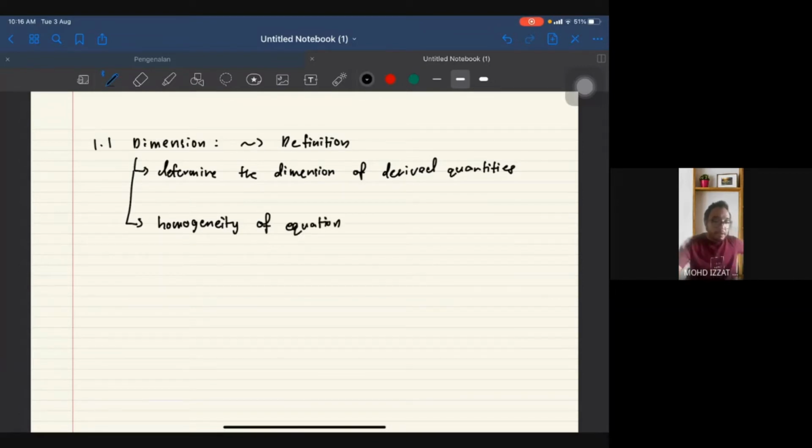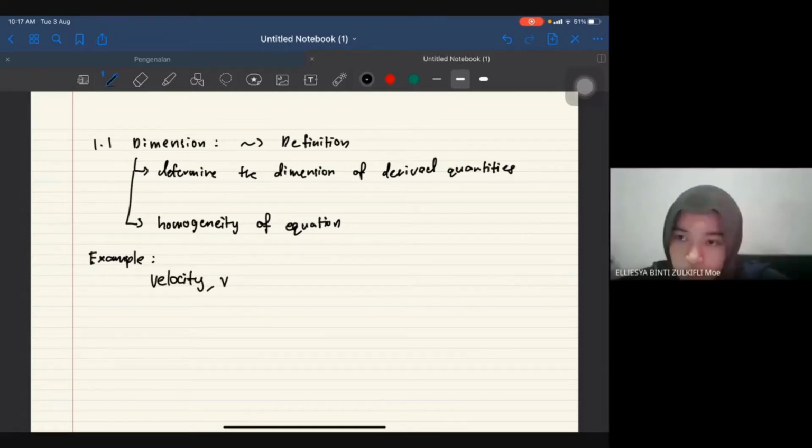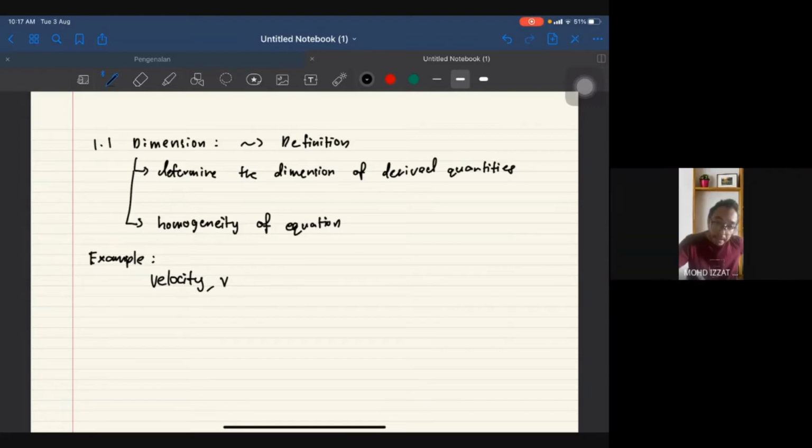Okay, the first part tu actually kamu dah belajar kat sekolah. Cuma contohnya kamu belajar dulu, kamu cari unit. Sebagai contoh lah, what is the unit for velocity? Who can tell me what is the unit for velocity? Meter per second. Meter per second, yes, exactly.